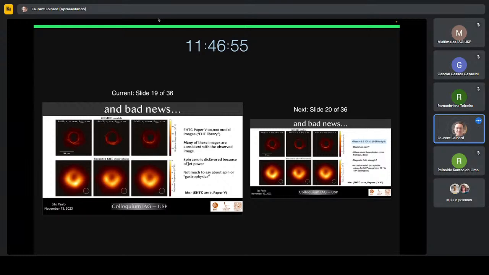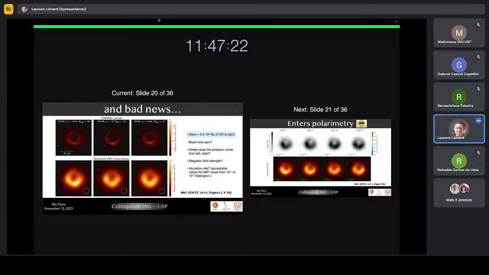In other words, the fact that these features are so universal that you will always see a ring and you will always see a shadow makes it very hard to distinguish between different models. Here we have three models, very different black hole, very different plasma around the black hole, and all of these models are perfectly compatible with the image that we see. So if what you want to understand is how the surroundings of a black hole work, then it's really bad news.